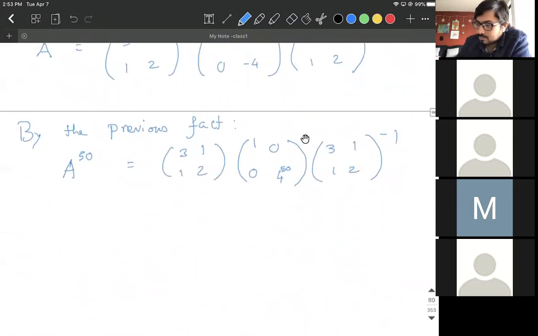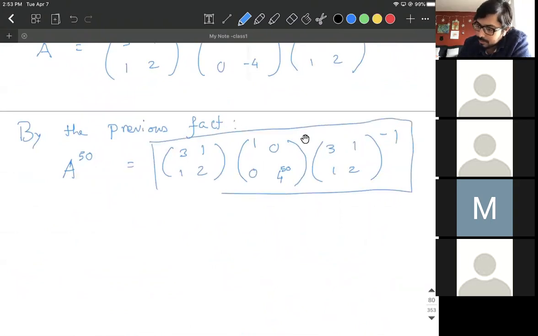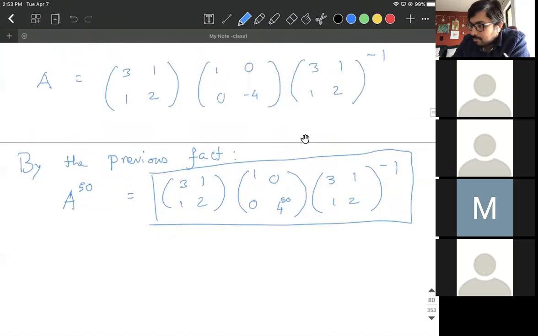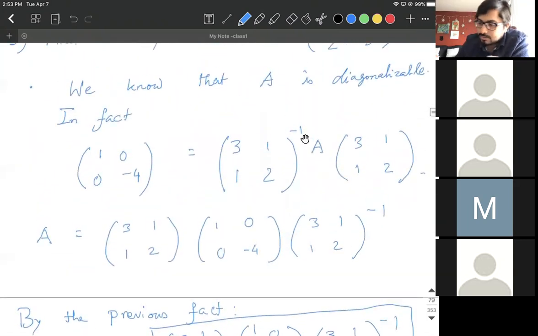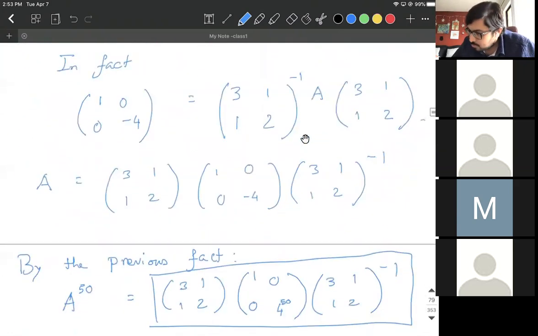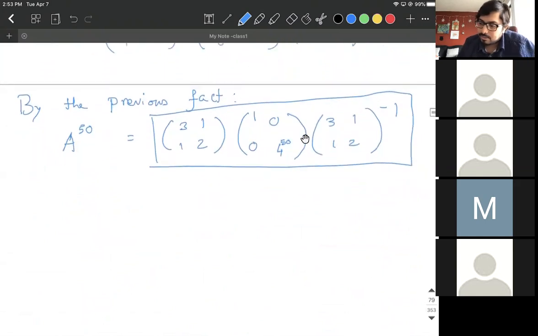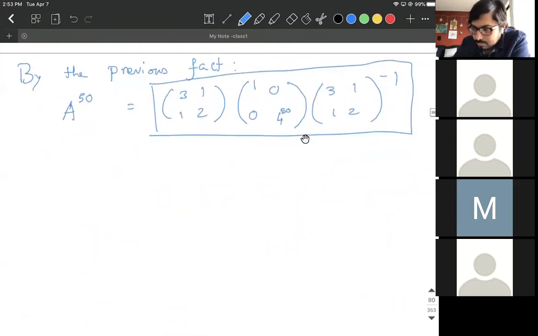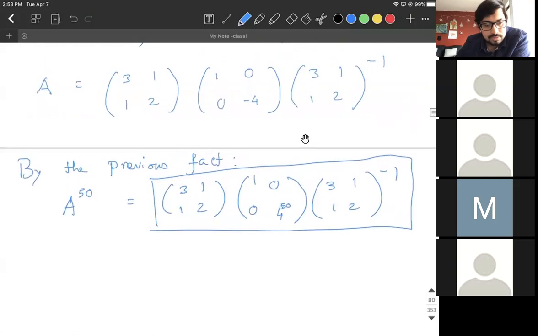And then the whole process reduces to this particular multiplication. And this multiplication you can do by hand. Well, of course, 4 to the 50 is a huge number. But this is the beauty of diagonalization. It reduces this apparently hard problem of computing powers of certain matrices to a much simpler problem of multiplying 3 matrices. Well, computing the inverse, it's a 2x2 matrix, so finding the inverse is not hard. Okay, so that's one very visible use of diagonalization.